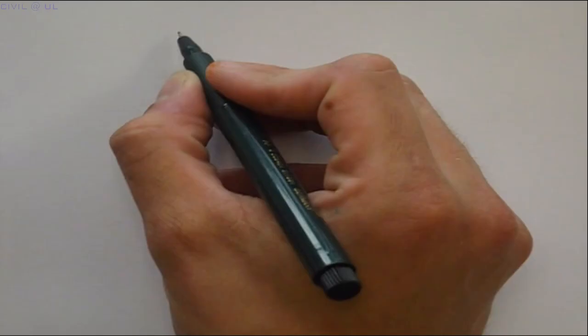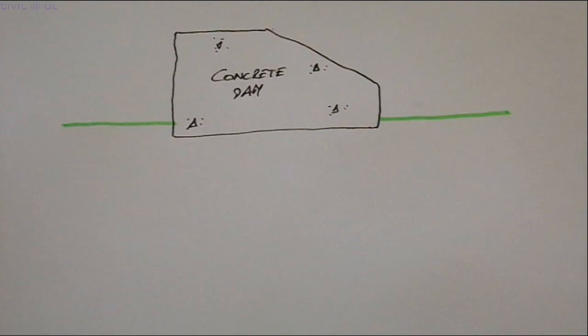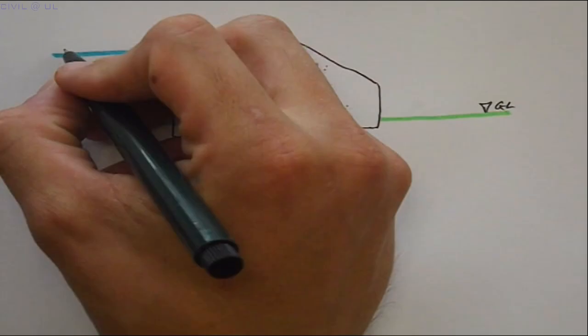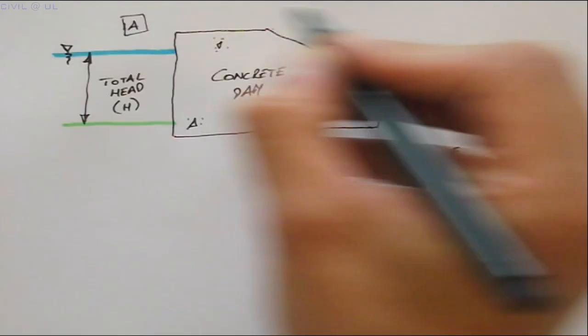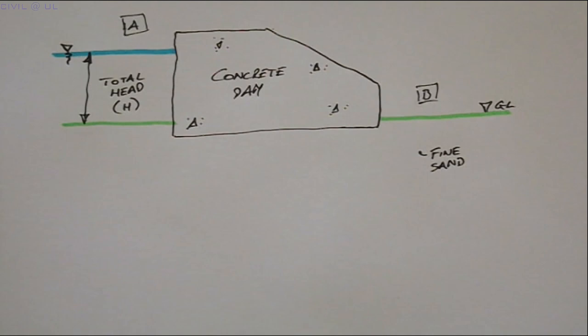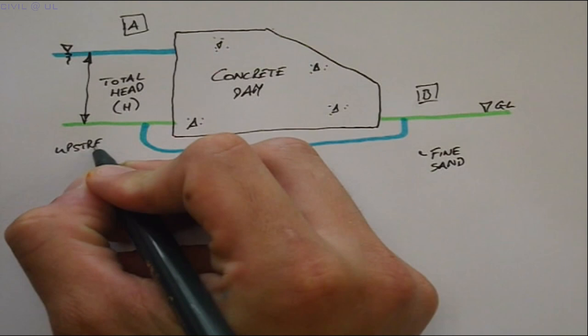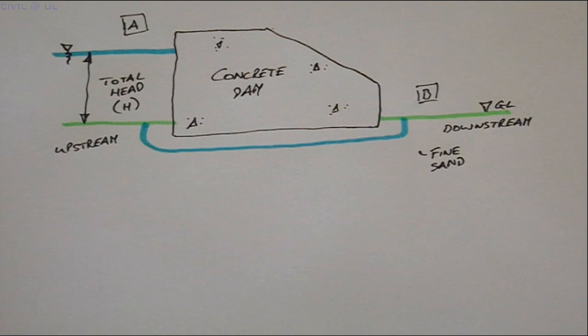Another example where water flow occurs is beneath the dam. In this case, there is a total head of H between points A and B. This causes water to flow from the upstream side beneath the dam to emerge along the downstream side. Note that the water is flowing downwards here, while the flow is upwards on the downstream side.